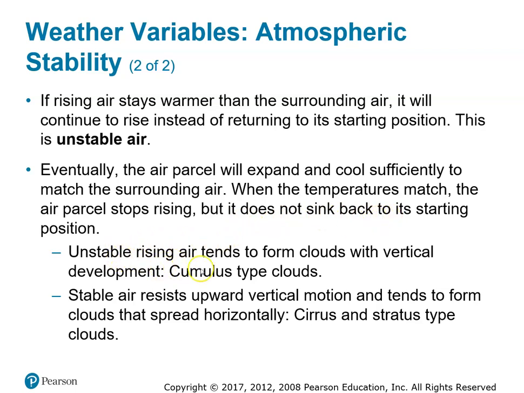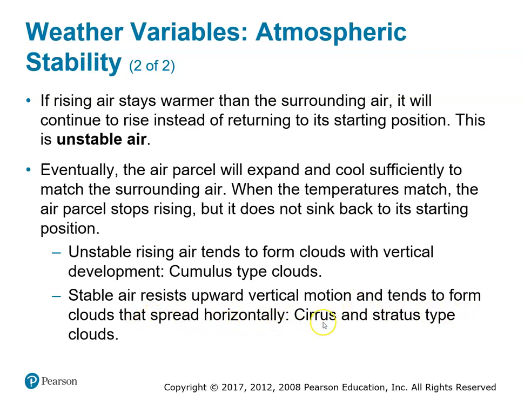Unstable rising air tends to form these cumulus clouds. In other words, that indicates what's going on with the weather. That's one way that people have used for a long time to figure out what's going to happen with the weather. Stable air resists upward vertical motion and tends to form clouds that spread out.